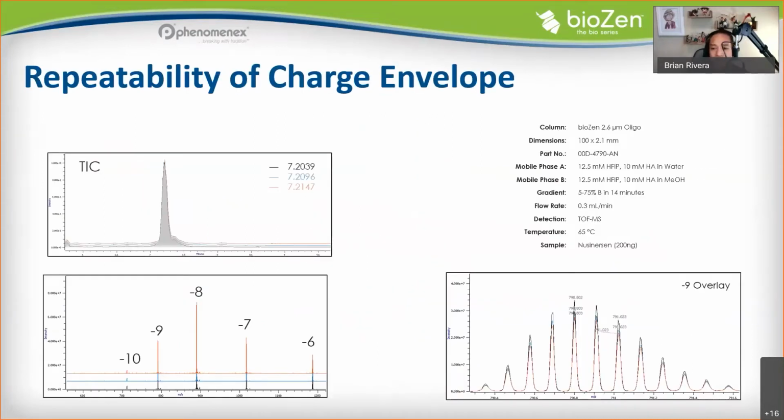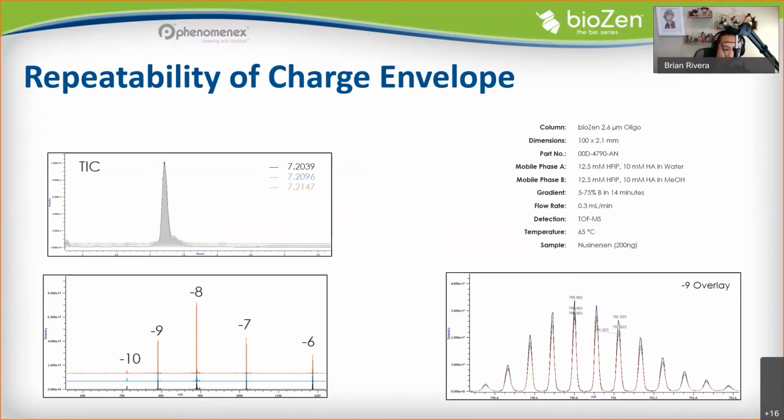Now, of course, one worry is when you decrease HFIP, mobile phase stability might be a concern. And so, in looking at the triplicate injections here, at least intra-assay precision or repeatability seems to be decent. So we look at the TIC, and the TIC overlays pretty nicely here. And also looking at the charge envelope and the stability of that, that seems to look pretty good as well.